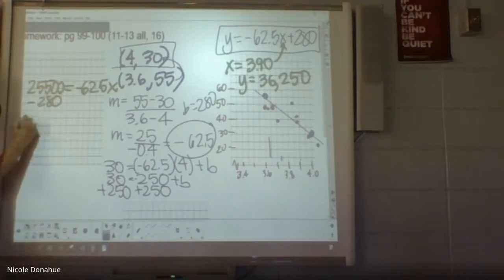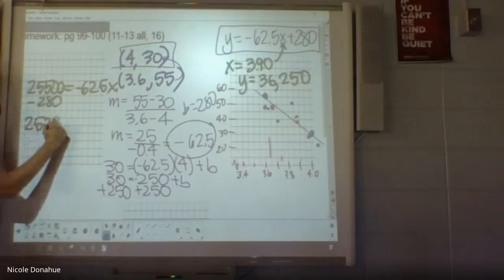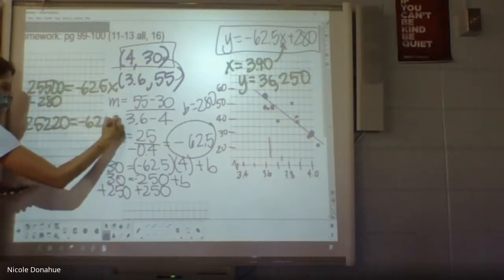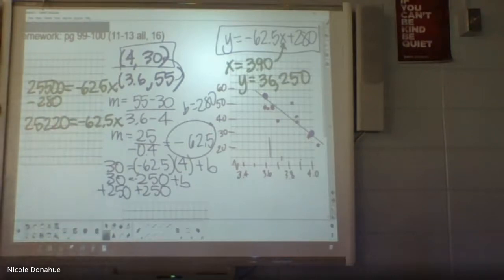And I get 25,220. And we're going to divide that by 62.5. And so, oh, you guys know what I did wrong. We have to put the bushels, that's probably what the issue is. Estimate the price of wheat when it was 25,500 bushels. We can't leave the number this way. We have to change it.